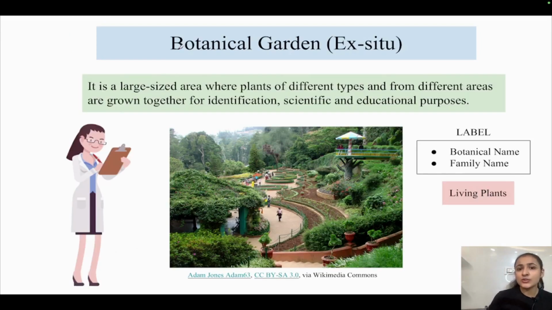Now, if Emma goes to a botanical garden, what will happen? What are botanical gardens? Botanical gardens are large-sized areas where plants of different types and from different areas are grown together for identification, for scientific and educational purposes. Okay, and it is an ex situ type of method. What is ex situ? Away from the site.